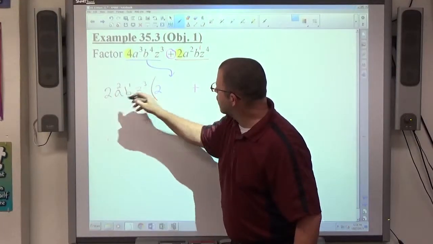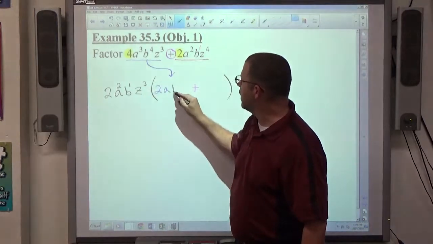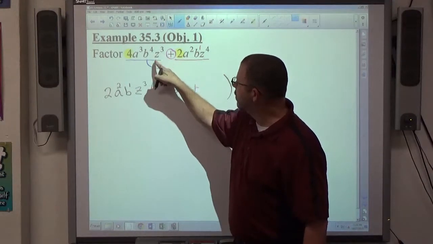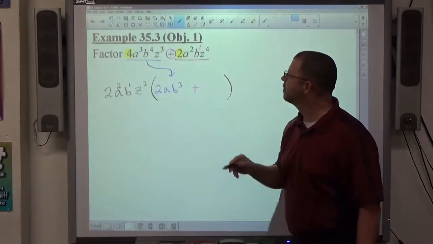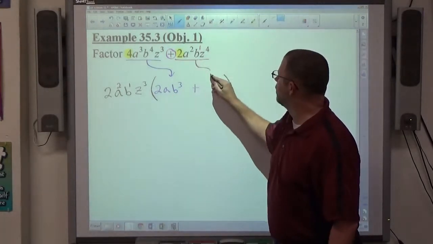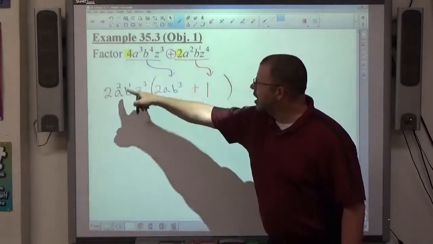A cubed over a squared makes a to the 1st. We subtract powers. B to the 4th over b to the 1st makes b cubed. We subtract powers. Z cubed divided by z cubed cancels. We're left with other stuff, so we don't have to worry about it. We take a look at the red term. What's 2 divided by 2? 1. A squared divided by a squared cancels.